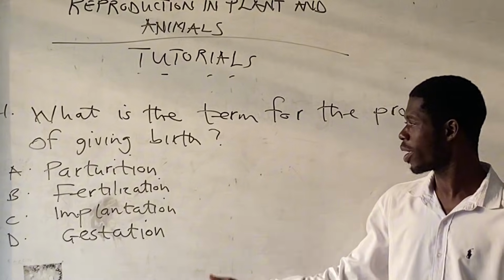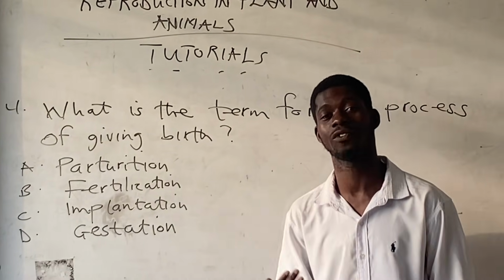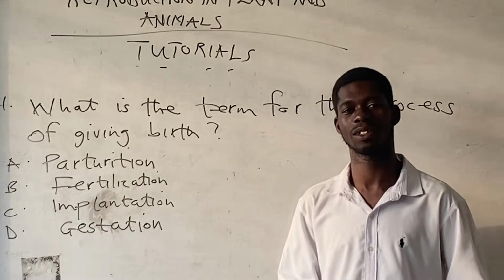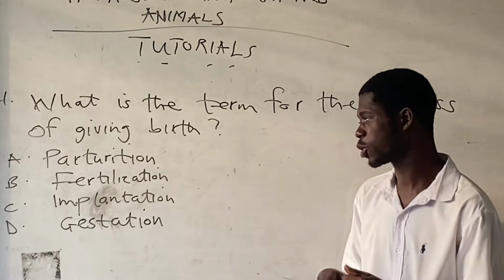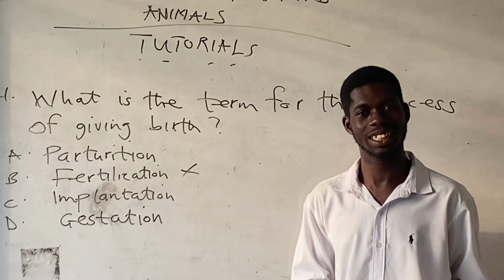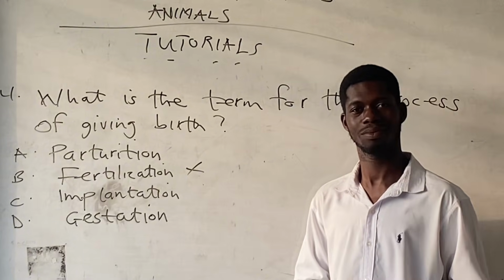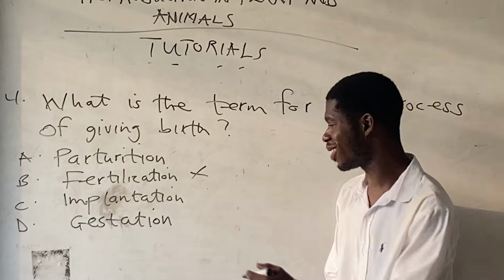Okay, so you have fertilization. Oh, it's not the right answer. Fertilization is the union of male and female sex cells to form a zygote, so fertilization is not the right answer. Implantation is when the embryo attaches to the walls of the womb, so it's not the process of giving birth. Okay.